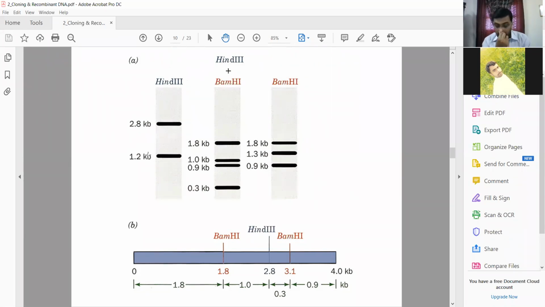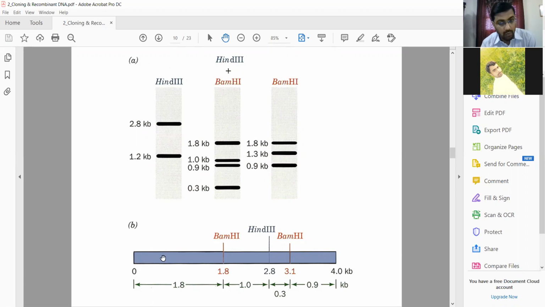Similarly, if we cut this 4 kb fragment with BamHI, and we consider that there are two restriction sites for BamHI in this 4 kb fragment, at 1.8 kb and at 3.1 kb, we would have three DNA fragments when cutting at two restriction points.